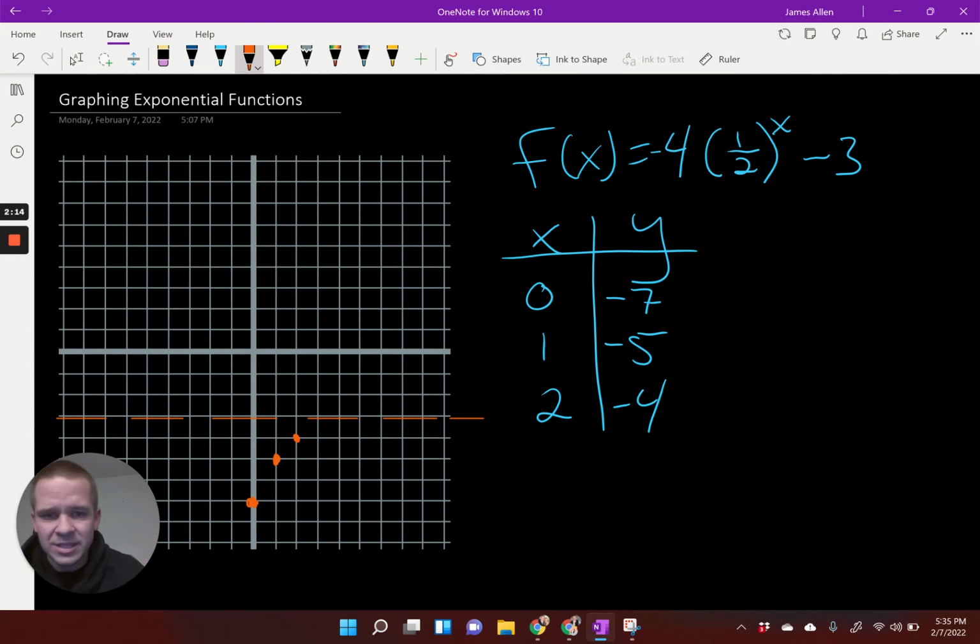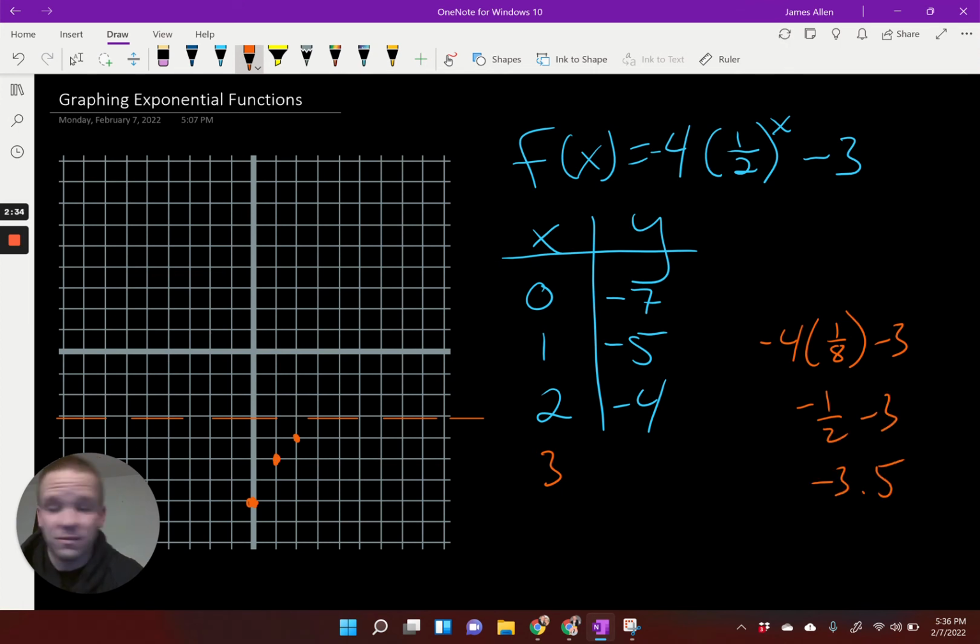So I think now we can kind of see what's going to be going on here. But just in case, if we were to plug in, say, one more point, let's go with plugging in 3. I'm going to have 1/8 times -4. Maybe we want to jot this one down. -4 times 1/8 minus 3. So that's going to be -1/2 minus 3. That's -3.5. All right, so we're going to be sitting right here, and I think now we can see what's happening here.